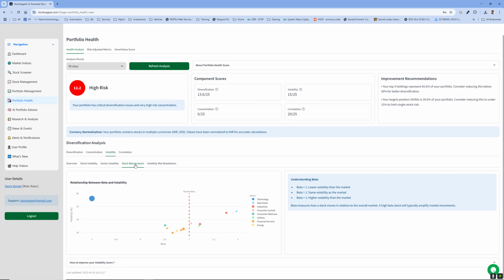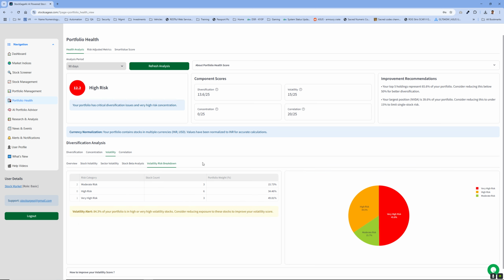We can also look at the stock beta analysis, which is primarily how a stock moves in relation to the overall market. On the basis of those sectors, it is mentioned over here how these stocks are going to perform. So the market beta should be one. If we are below one, we are pretty good. If we are higher than one, the stock is pretty highly volatile. Volatility risk breakdown. This will club all the risk categories together and look at the stock count in that specific risk category and the overall portfolio weightage of those stocks in your portfolio.